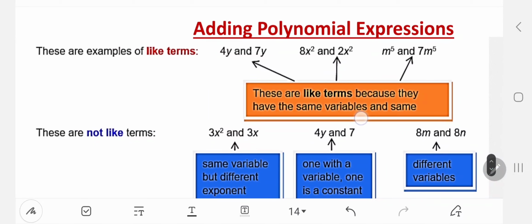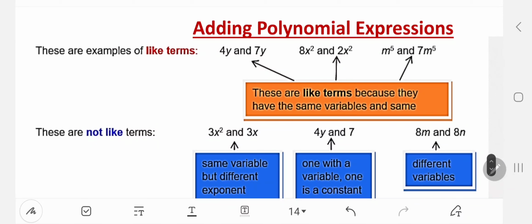Adding polynomial expressions. We want to go to adding and subtraction in the next video.